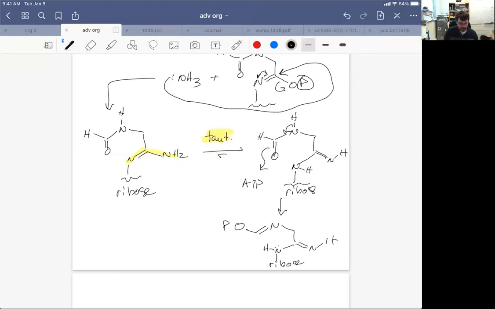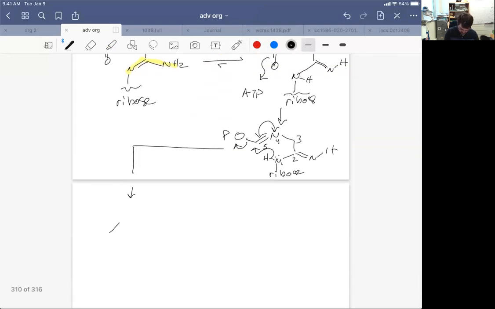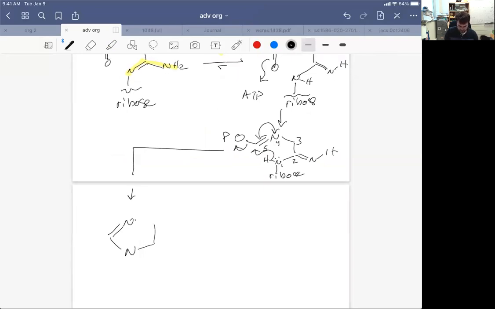Now we can do another addition-elimination process to form a 5-membered ring. So here now the nitrogen is going to add to this position. We push up on the double bond, we push back down, and we kick off the phosphate. If we do that, we connect nitrogen 1, 2, 3, 4, 5. We have a 5-membered ring instead of a 6-membered ring. And so what that looks like is we have a carbon-nitrogen double bond, a carbon-nitrogen single bond. Then we have what looks like our key piece of our imidazole.